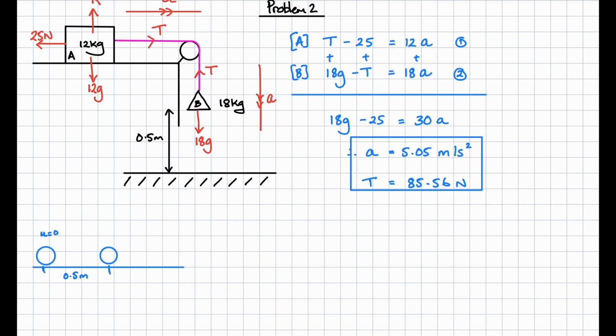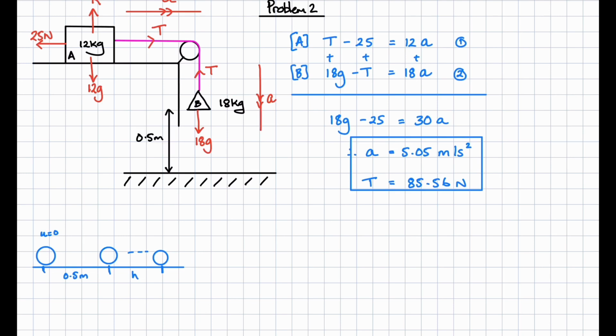However, since particle A was in motion, it will continue to move towards the right until it comes to rest. So, in order for us to calculate the total distance travelled by particle A, we also need to work out what this additional distance is that particle A travelled after particle B had hit the floor. So, how do we do that?